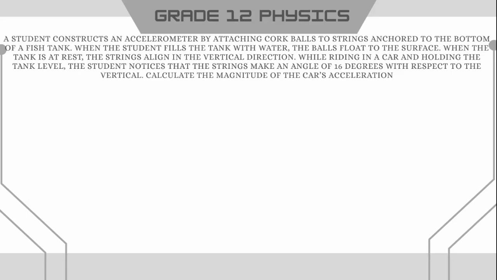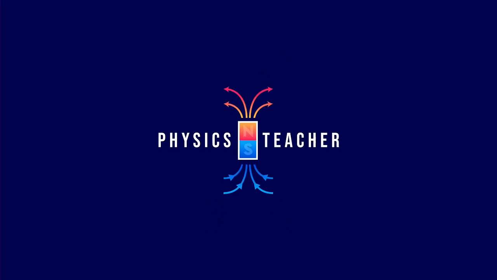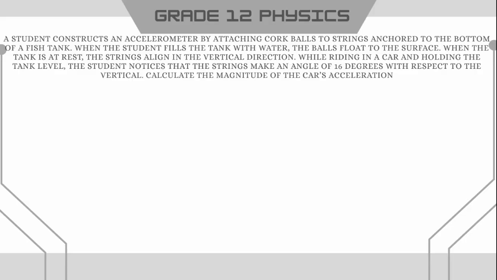So this question I got from one of my viewers who needs some help with their grade 12 physics dynamics test coming up. So let's solve this problem together. Here we have a student who constructs an accelerometer. That's just something that measures acceleration by attaching cork balls to strings. This is actually quite complicated, so let's just draw what this looks like.